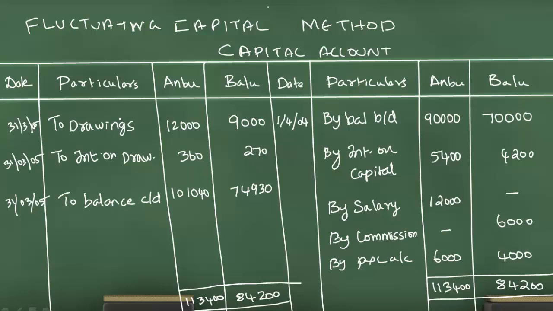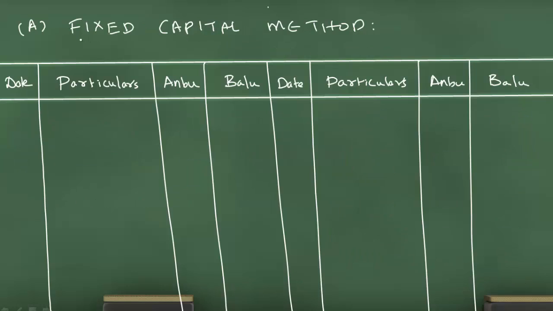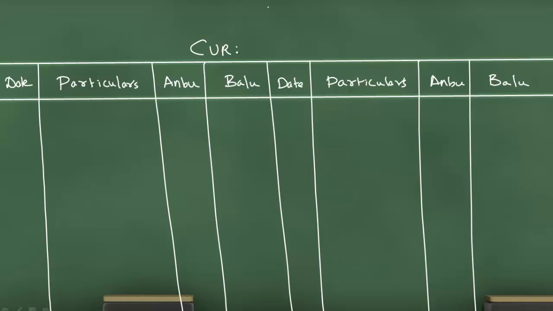Now let us also try to prepare the capital account under fixed capital method. In fixed capital method, how many accounts will be prepared? Two accounts have to be prepared. The first will be the capital account, and the next will be the current account. That's very important. So what will find a place in the capital account?